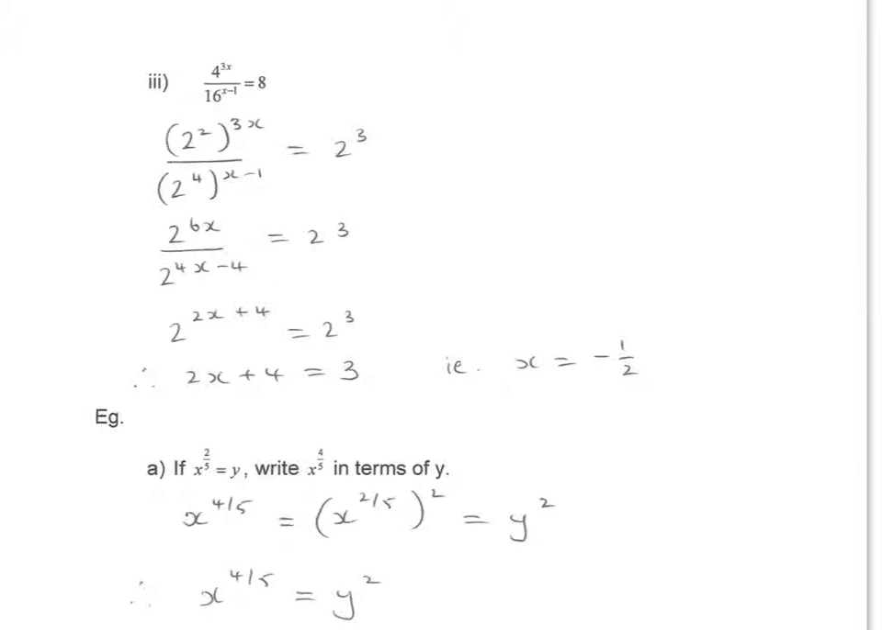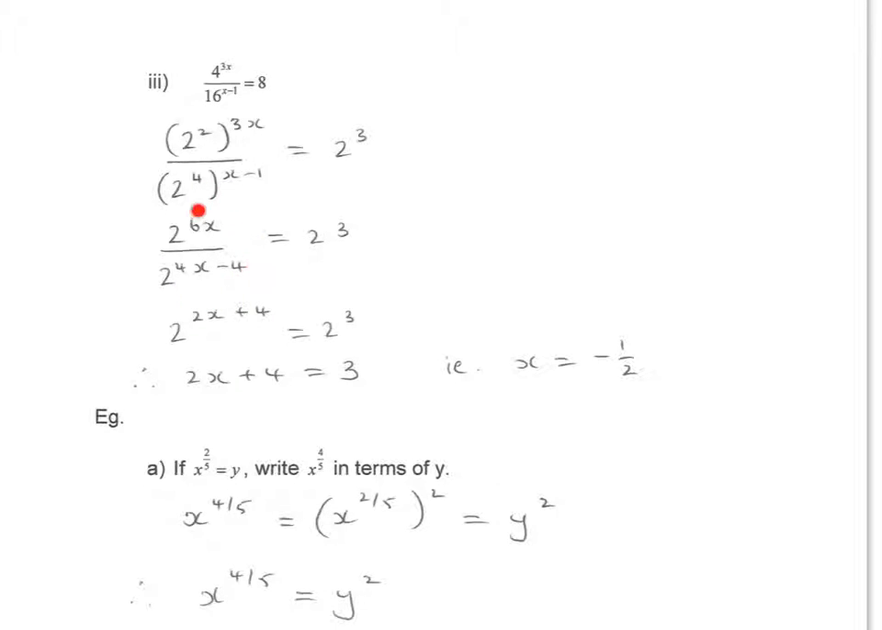Part 3, a little bit trickier because we've got a fraction involved. So we've got a 4, an 8 and a 16. We're going to write them all as base numbers of 2. So 4 being 2 squared, the 16 being 2 to the power of 4, and our 8 being 2 to the power of 3. Power raised to another power again gives us our 6x when they're multiplied together. Power 4 multiplied by the x minus 1 gives us 4x minus 4 as the power in the denominator.